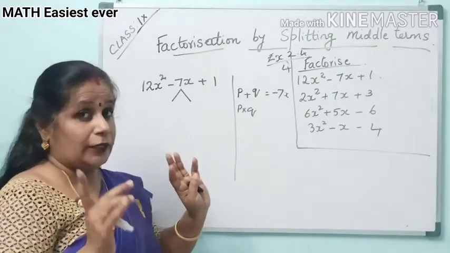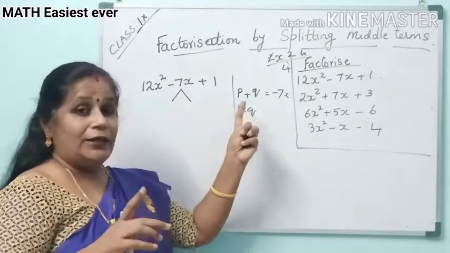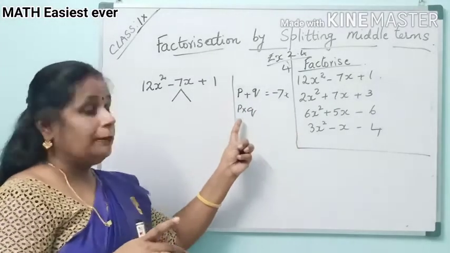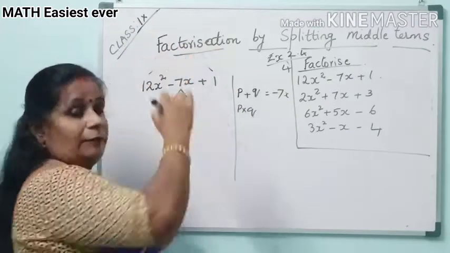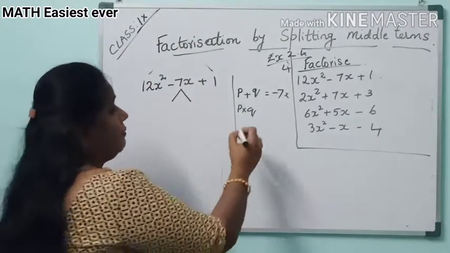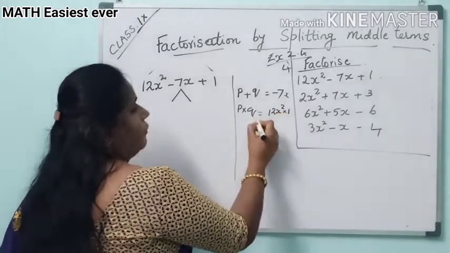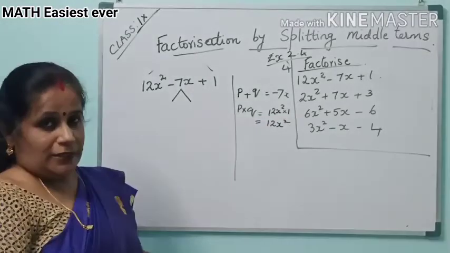Even if you subtract also, okay children, it differs in the questions. Here, if you add two numbers P and Q, you should get minus 7x. And if you multiply the numbers P and Q, you should get the product of the first term and last term. What is the first term? First term is 12x square and the last term is 1. So if you multiply P and Q, you should get 12x square. Hope this is clear for you.